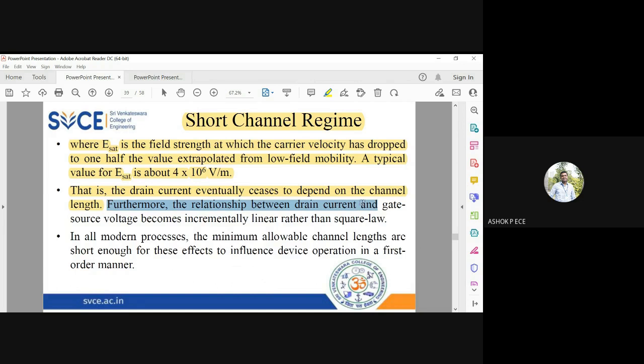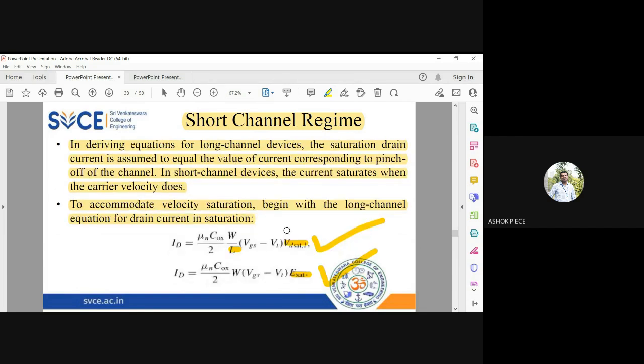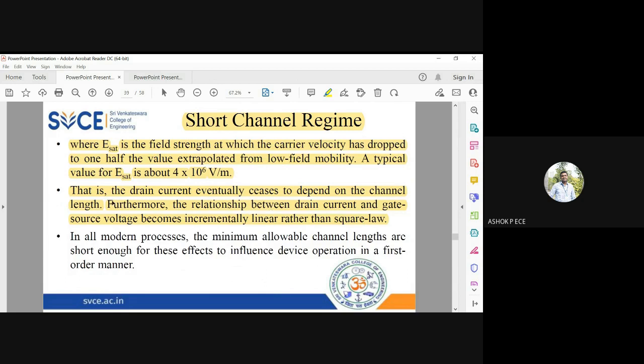Furthermore, the drain current and the gate source voltage relationship becomes incrementally linear rather than square law. So you can see here ID is proportional to VGS minus VT. It is not VGS minus VT the whole square, as it was in the long channel regime. So two important things we have to understand in the short channel regime: the current is independent of channel length L, and the drain current and VGS relationship is linear, not a square law relationship as we have seen in the long channel.